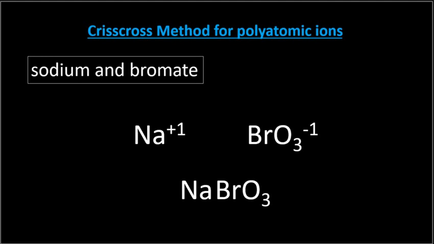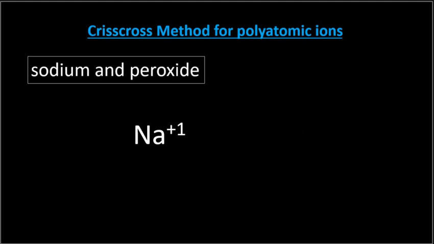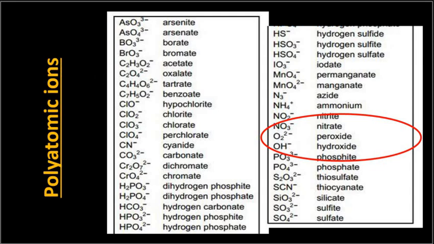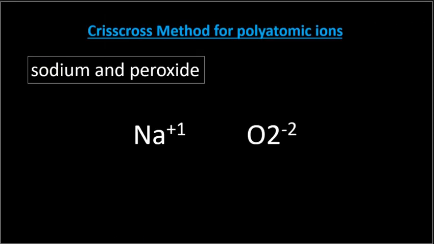Okay, the next example is sodium and peroxide. And again, you probably don't have peroxide memorized. So go to the chart. Okay, peroxide you can see is O2 -2. It is similar to oxygen gas, except that it has had 2 electrons added to it. Okay, so O2 -2. So you go back and you write down your ions.